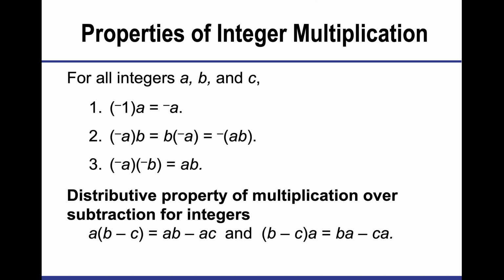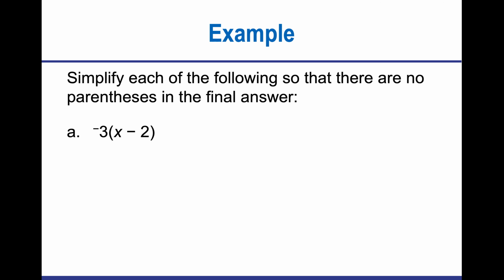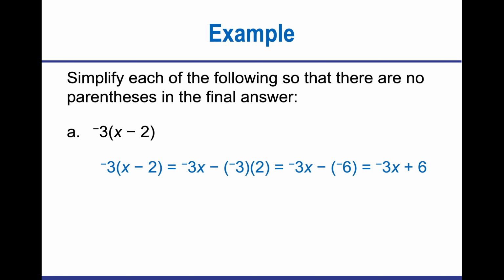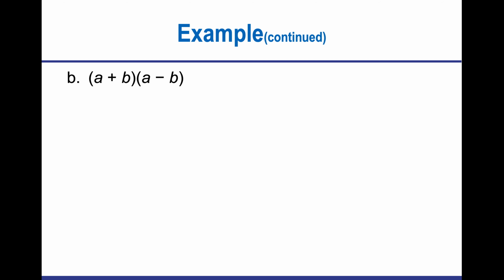If I have a distributive property, you're going to distribute the signs with it. So if A is positive times B is positive, that's going to be positive. If A is positive and C is negative, it's going to remain the subtraction of A times C. Here are some examples where we're going to be doing this. So we're going to distribute -3 into the parentheses by multiplying every term by -3. And I'm going to get -3x plus 6.